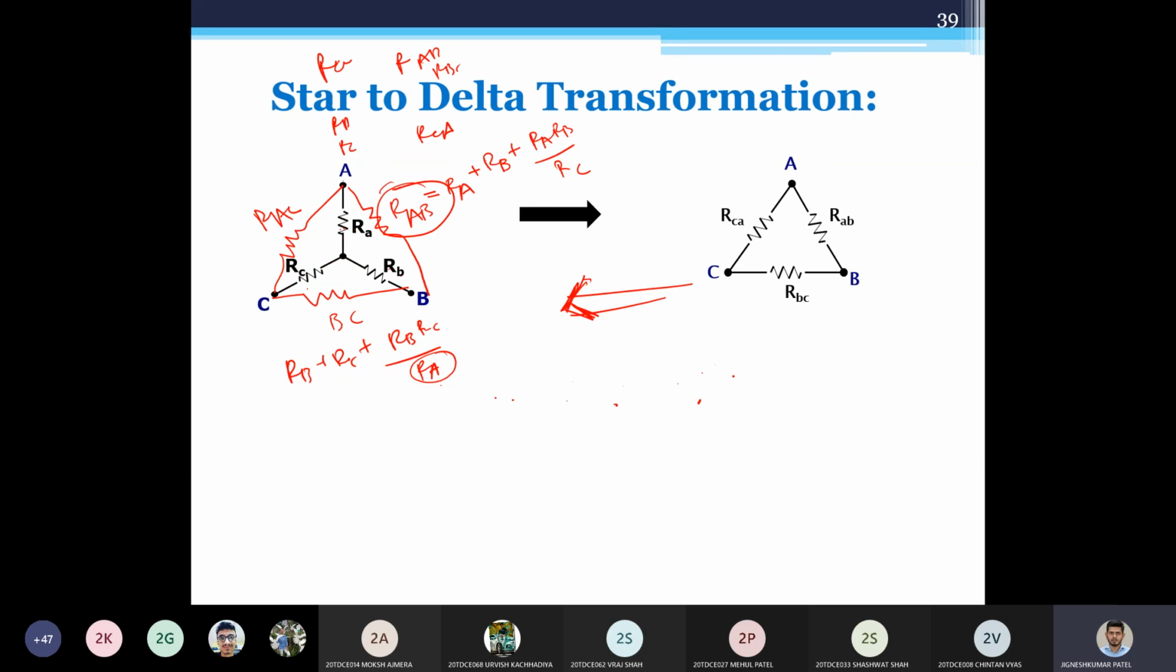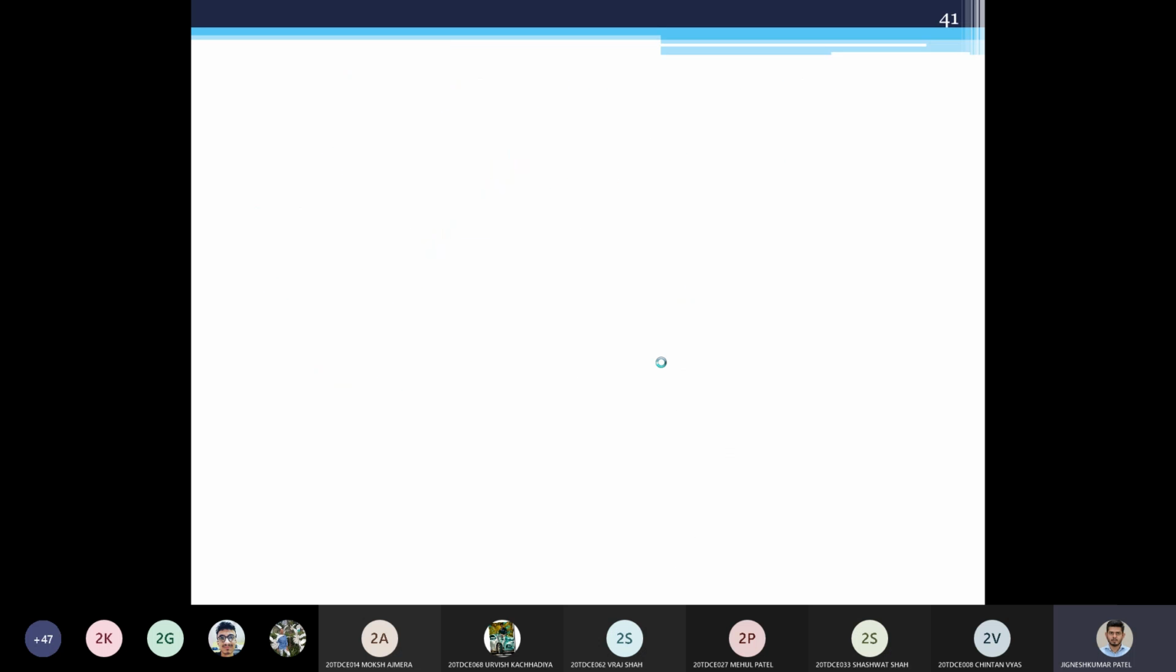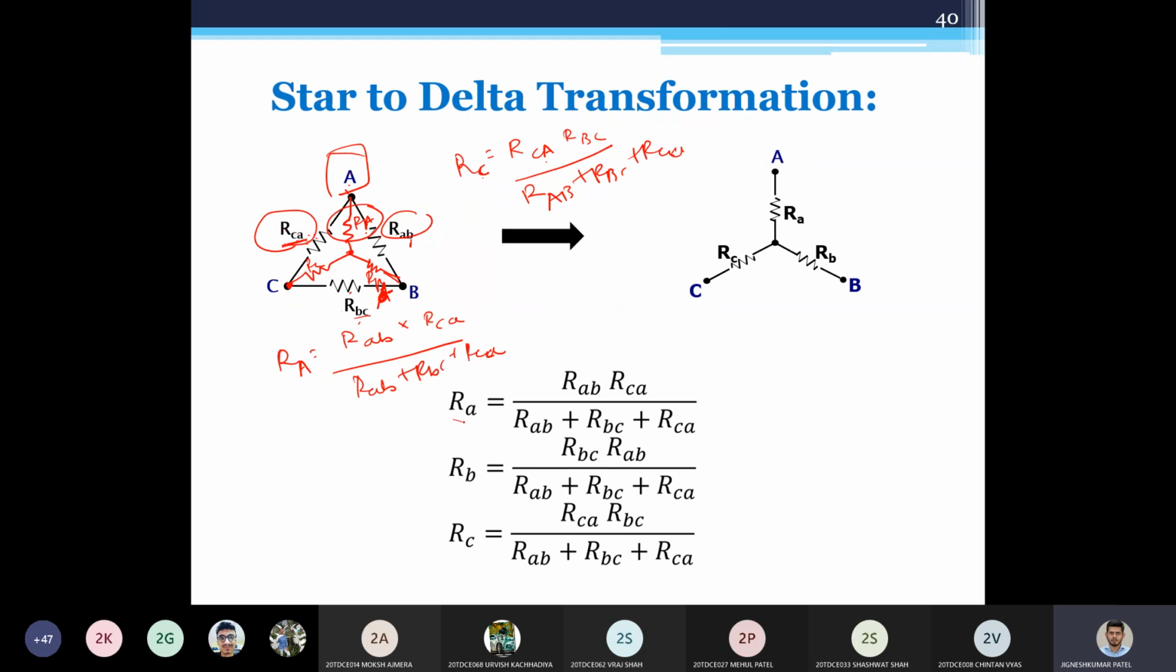The first one is for star to delta. Here RAB is equal to RA plus RB. Again, you can see this A, this B, I will add those two. Then I will multiply the individual RA into RB divided by RC. And here, if I am finding the resistance RA of star, I will be multiplying RAB and RCA and dividing by the total of all three elements of the delta.